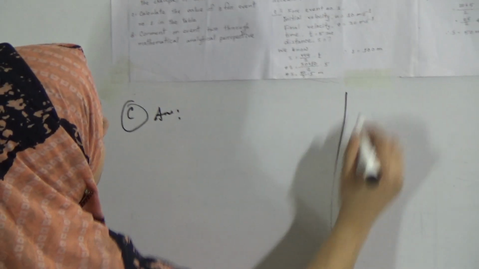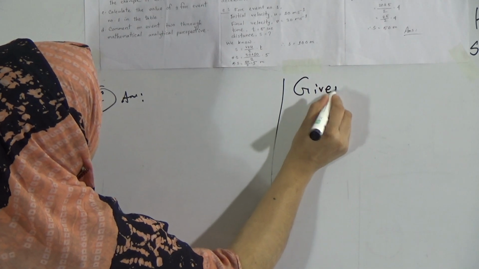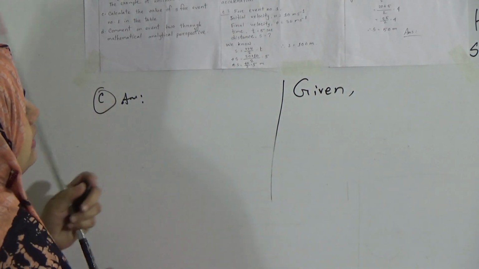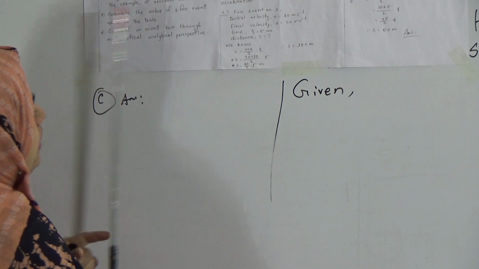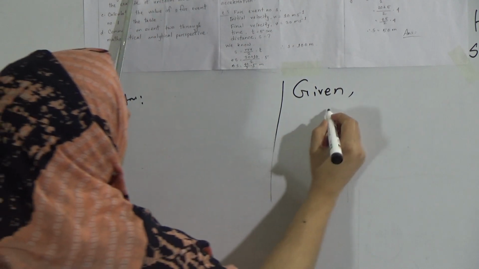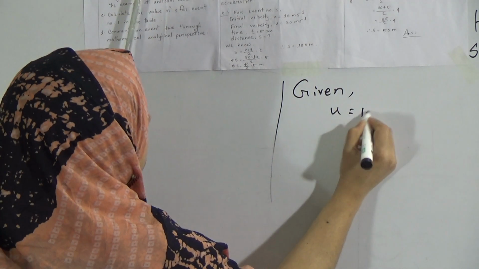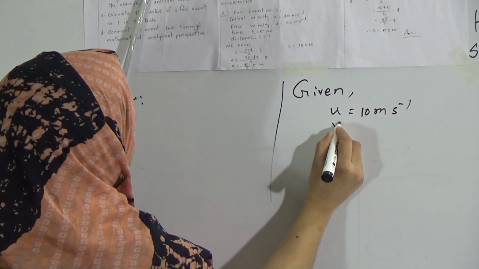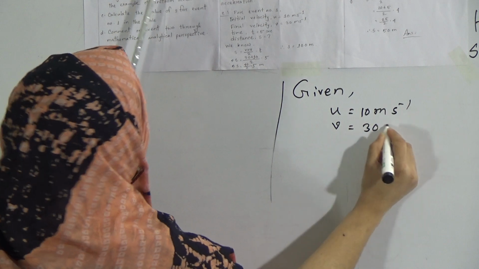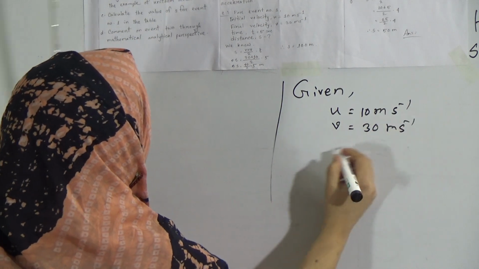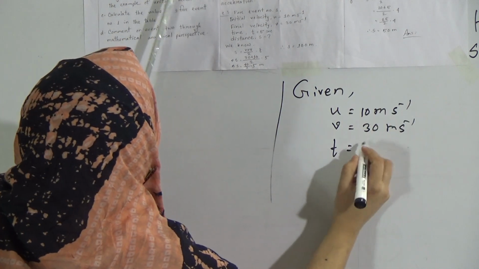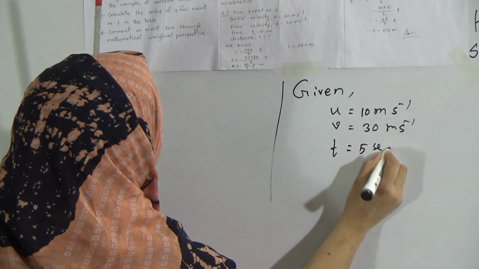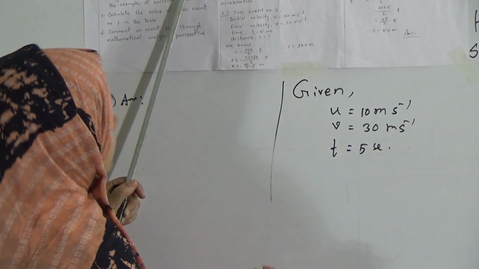Now, question number C, answer. Here given, for event number 1, the initial velocity is 10 meters per second, the final velocity is 30 meters per second, and the time t is 5 seconds. Now we have to find out the distance.